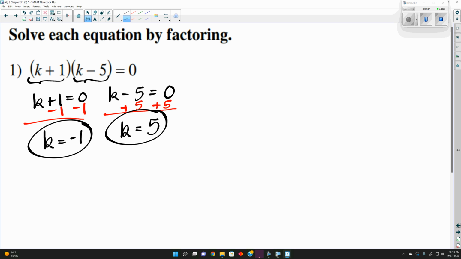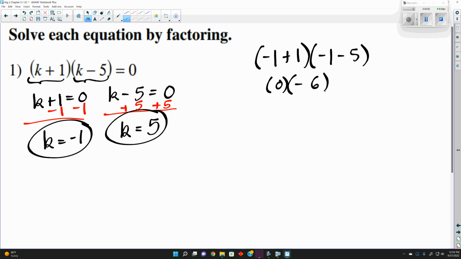Because if we wanted to check it, we could. We could plug -1 back in for k, saying -1 plus 1 times -1 minus 5, because this here needs to equal 0. Well, -1 plus 1 is 0. -1 minus 5 is -6. And 0 times -6 is 0. We can do the same thing with 5. We can say 5 plus 1 times 5 minus 5. Well, 5 plus 1 is 6. And 5 minus 5 is? So we get 0. Questions on any of this here?